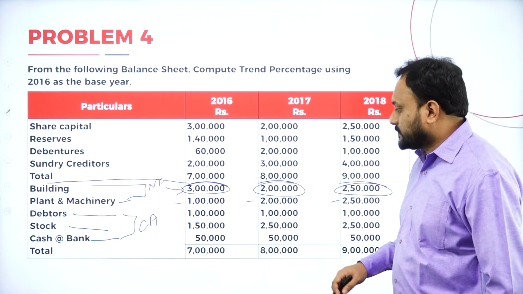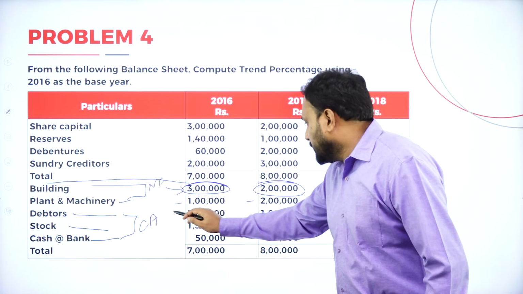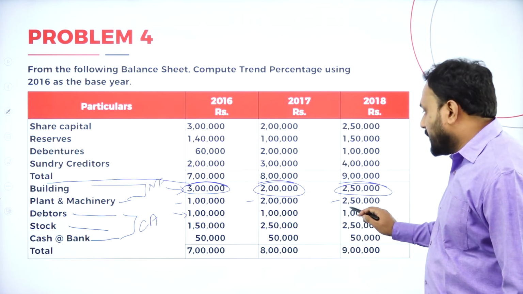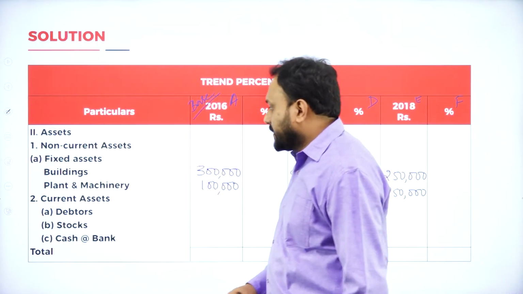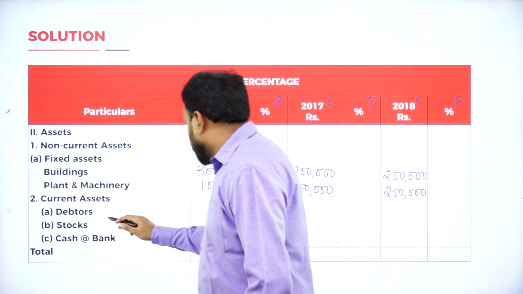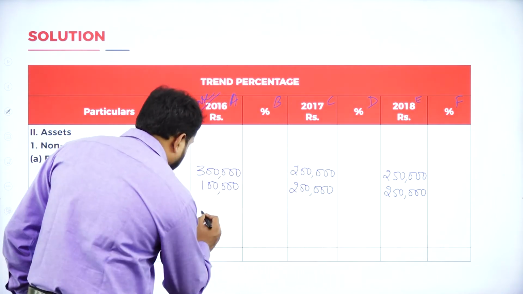So we'll go with this. Debtors is how much? 1 lakh, 1 lakh, 1 lakh. So everywhere you have 1 lakh. So here current assets, debtors. Debtors is how much? 1 lakh. So we'll go with this.